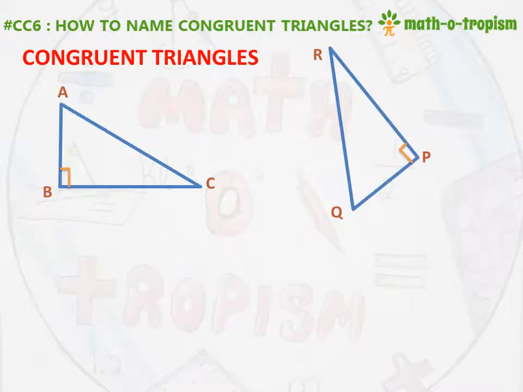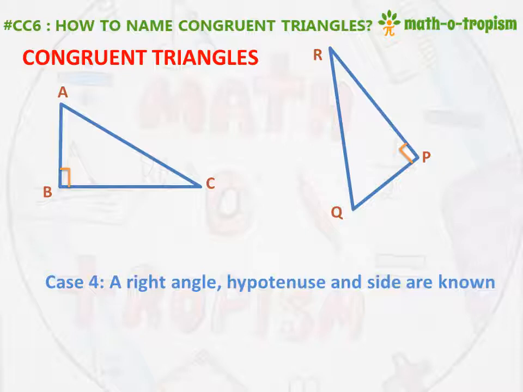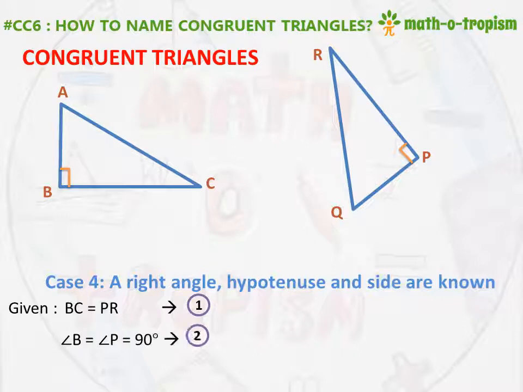Finally, the case 4, we have a right angle, a hypotenuse and side being known. So given in this case is BC is equal to PR, which is equation 1. Angle B is equal to angle P, which is equal to 90 degrees, which we will take as equation 2. And then AC is equal to QR, which is equation 3.